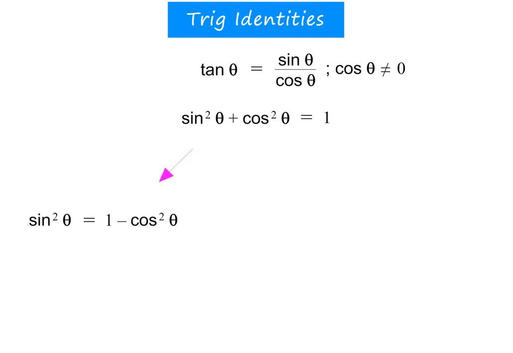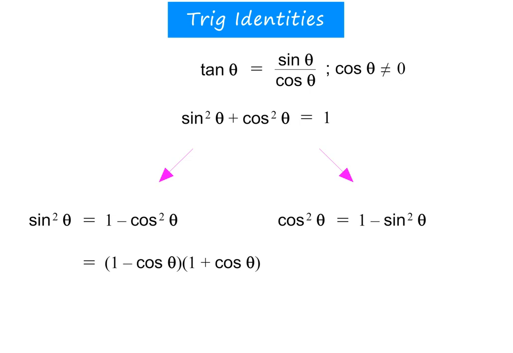Please note, if we subtract cos squared theta on both sides, we can also write this identity as sine squared theta equals 1 minus cos squared theta. Or we can subtract sine squared theta on both sides to get cos squared theta equals 1 minus sine squared theta.